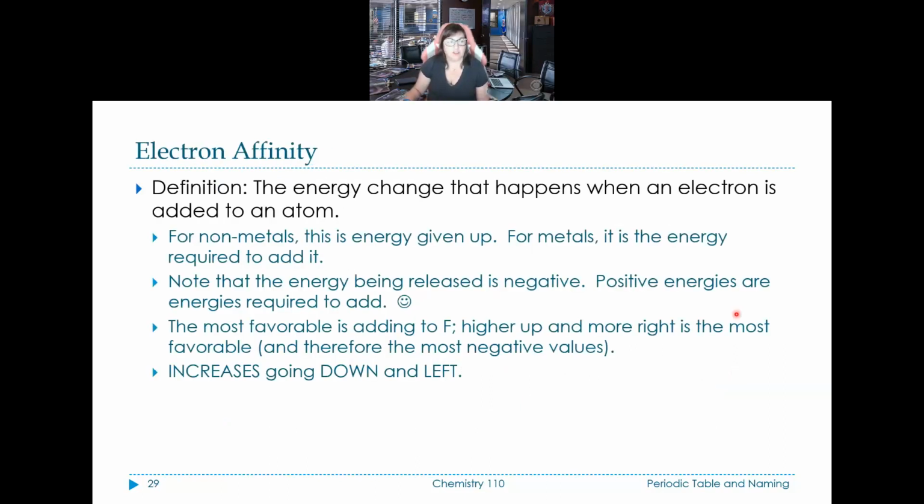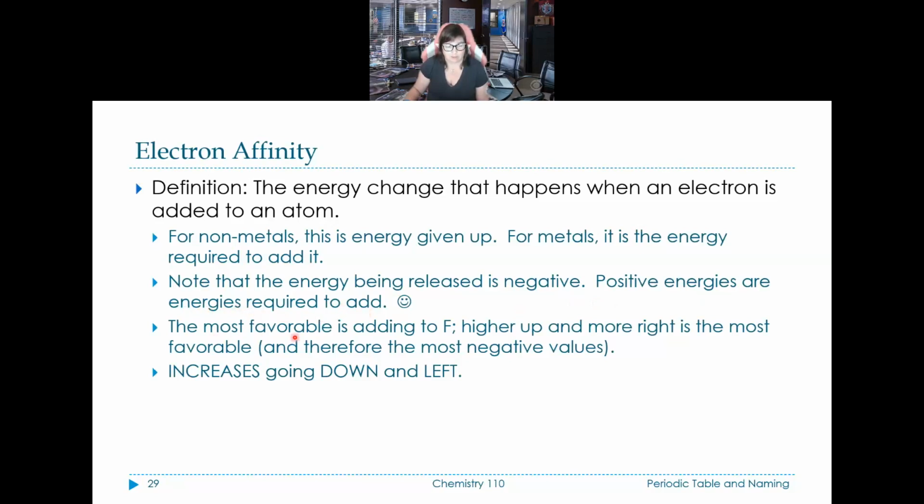Now we have electron affinity. Electron affinity is the energy change that happens when an electron is added to an atom. For nonmetals, this would be energy that we give up. For metals, it's the energy required to add it. Okay, nonmetals want to gain additional electrons. Metals don't. So that's why we see this is good, this is bad. All right. Note that the energy being released is negative. Positive energies are energies required to add.